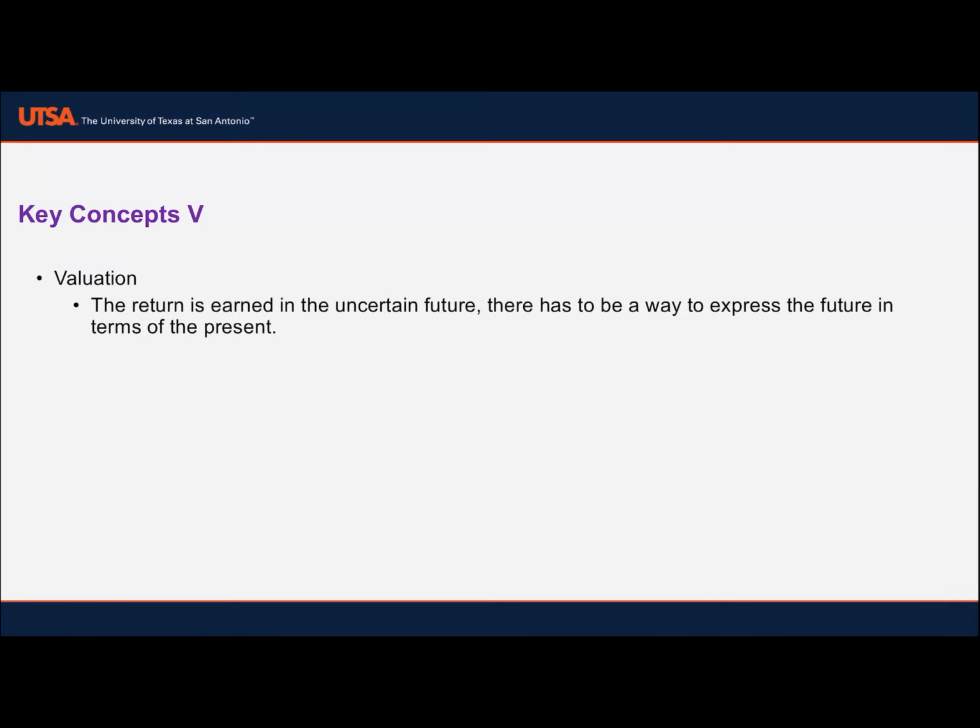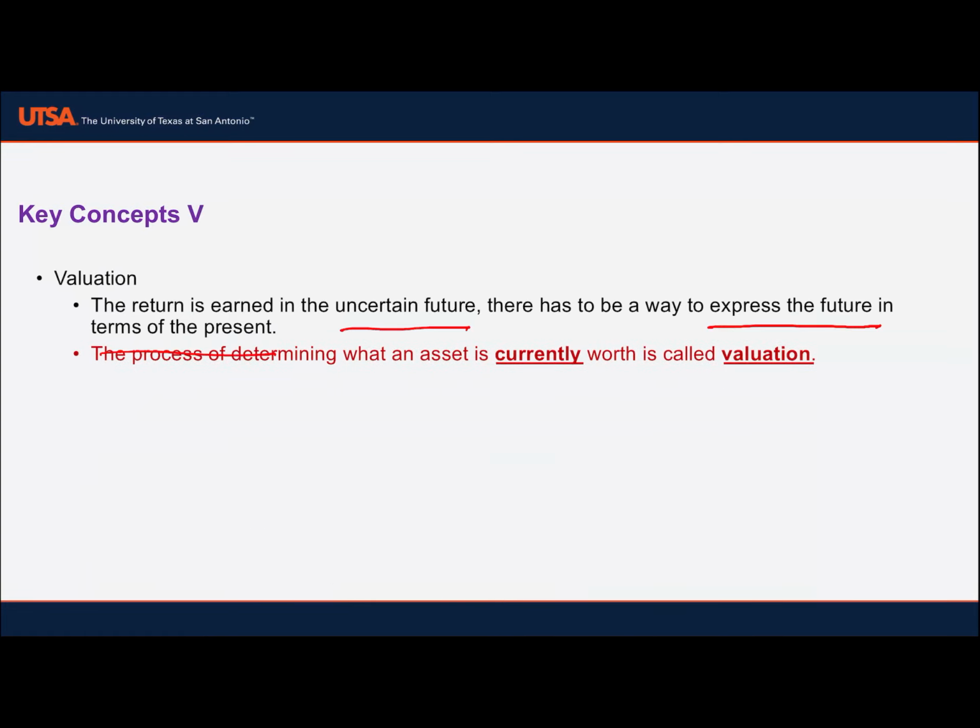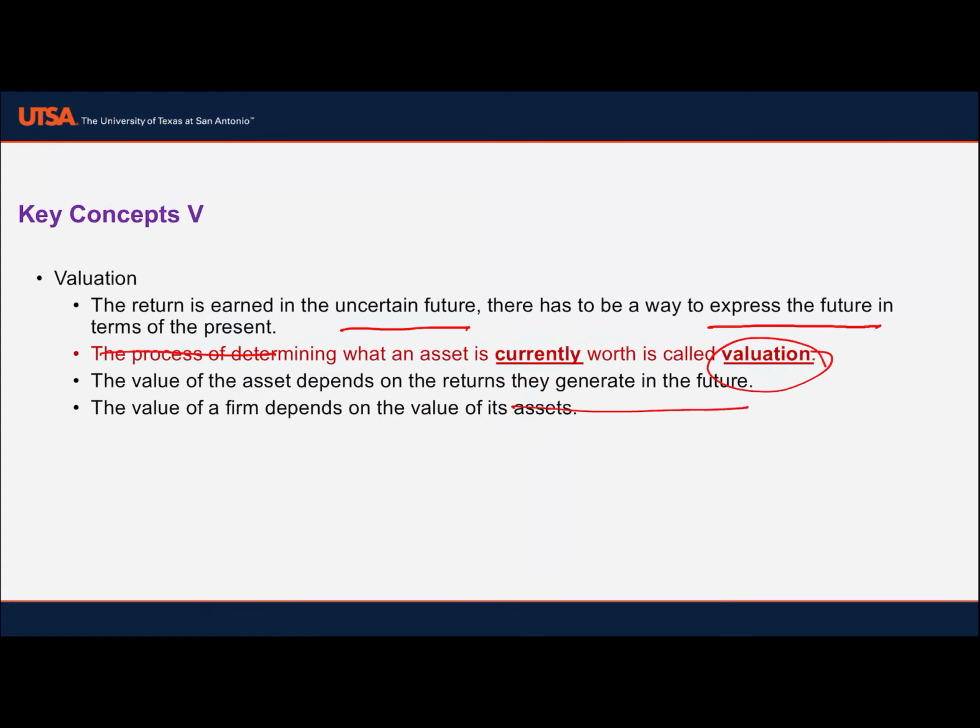Okay, the key concept 5 is valuation. The return is earned in an uncertain future. There has to be a way to express the future in terms of the present. The process of determining what an asset is currently worth is called valuation. The value of the asset depends on the returns it generates in the future, and the value of a firm depends on the value of its assets.